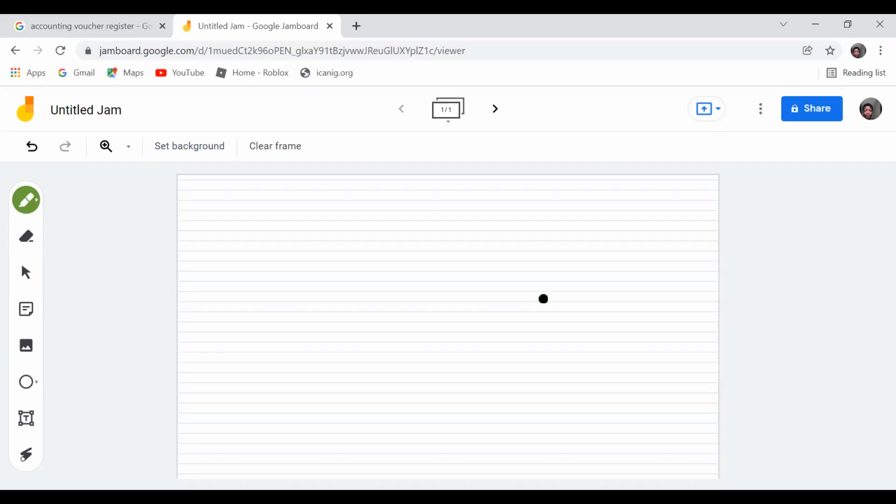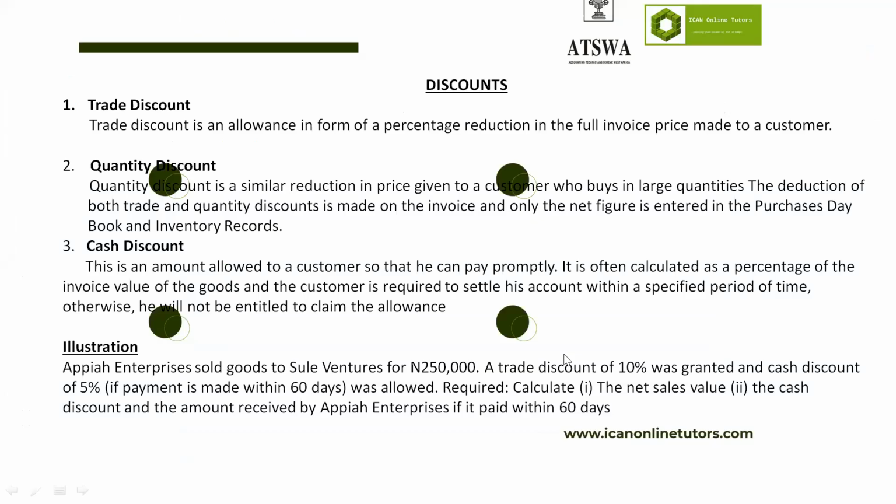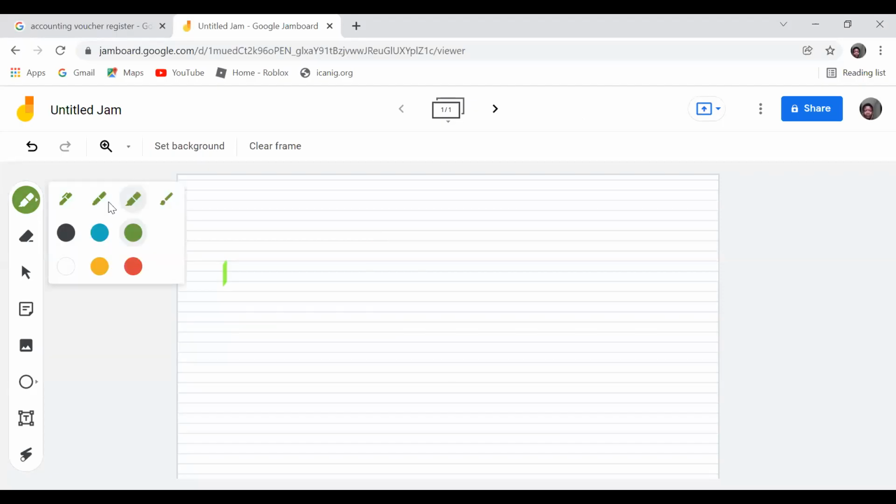So first of all now, let's calculate. Okay, sorry, let me go back to the question. What was the first requirement of the question? The first requirement says calculate the net sales value. Calculate the net sales value. All right. So let's calculate that now.